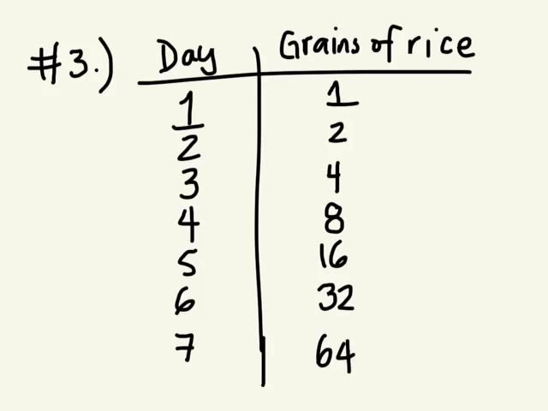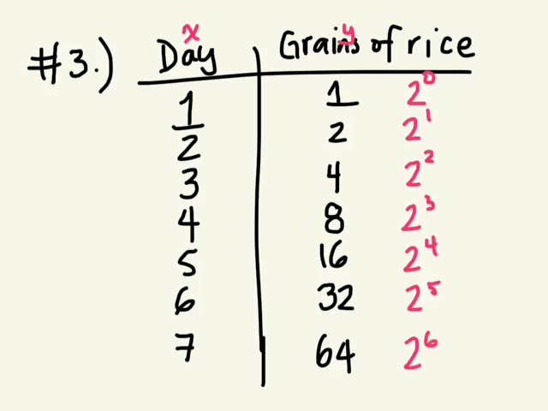64. If I were to graph this, this would be x and this would be y, right? Can you write the y values as a power? 2 to the power of what will always equal 1? 0. 2 to the power of 1 is 2. 2 to the power of 2 is 4, and so on, right? Okay, this is exponential. 2 to the power of 5, 2 to the power of 6. So the equation, y, is equal to what? 2 to the power of x.